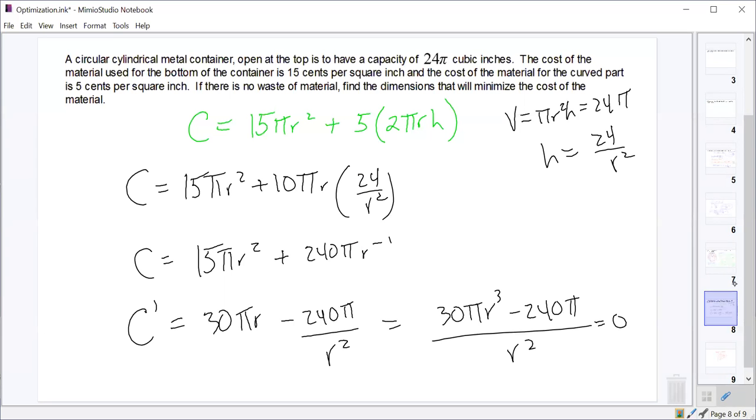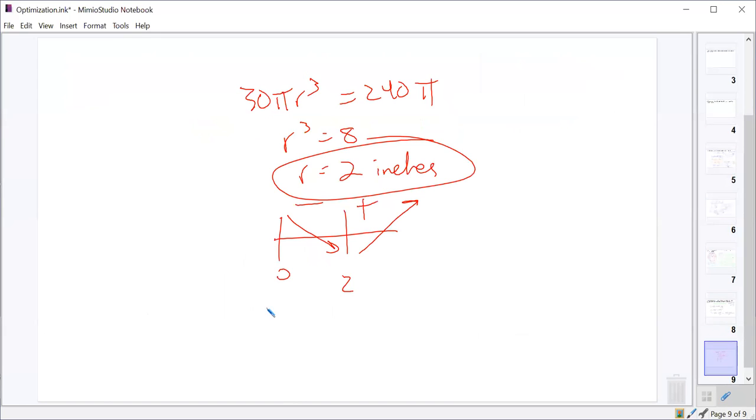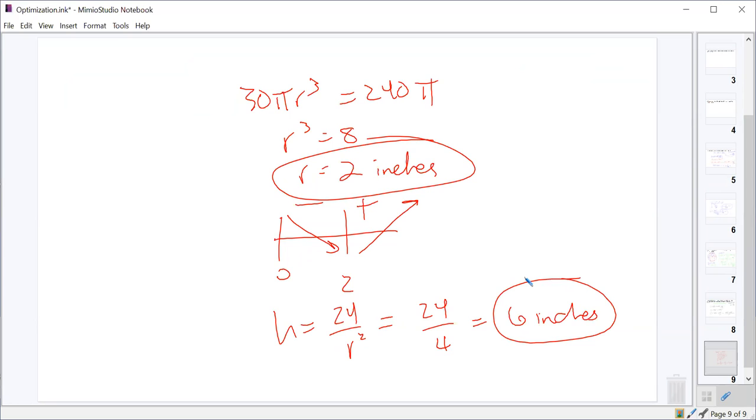And I think it asked for the dimensions, right? So we could go back in and say the height is 24 over r squared, which is 6 inches. Good or no? Any issues with that?